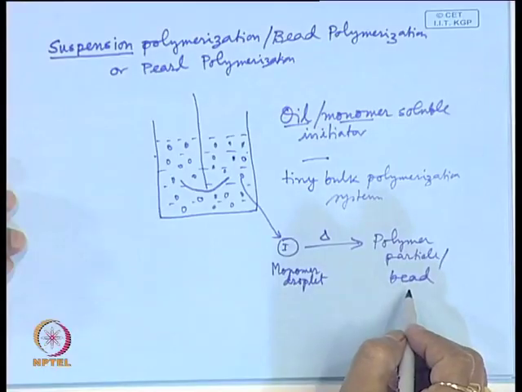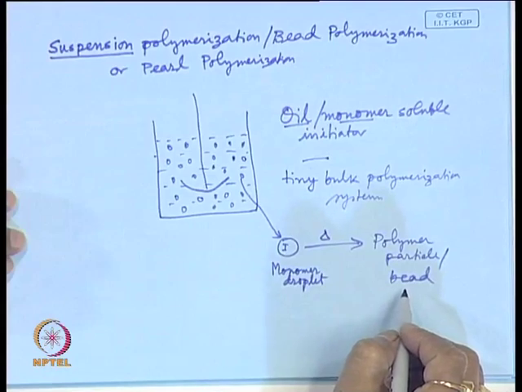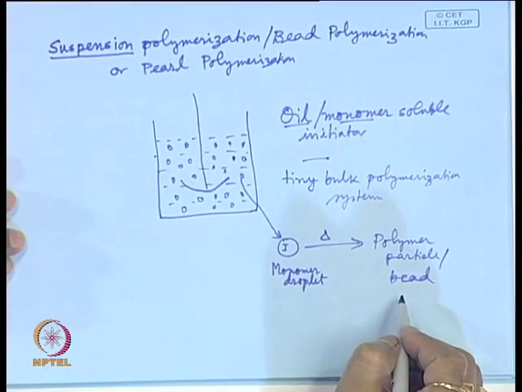Since it looks like a bead, it is called bead polymerization, because the suspended monomer droplet is converted to a polymer bead, like spherical polymer beads, or it looks like pearls. That is why it is also called pearl polymerization.